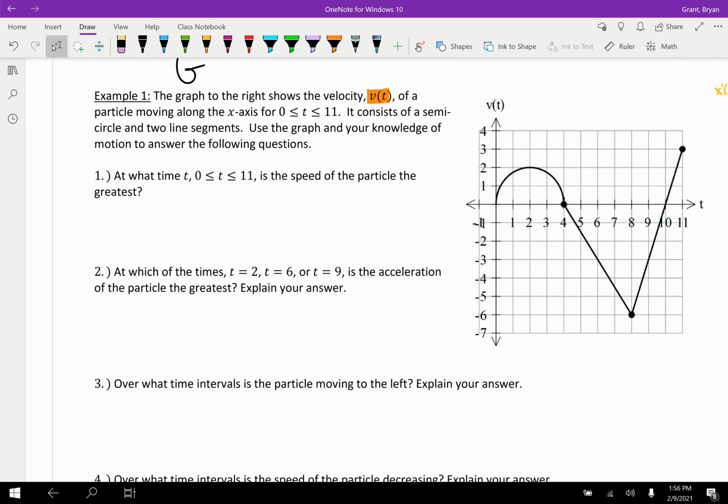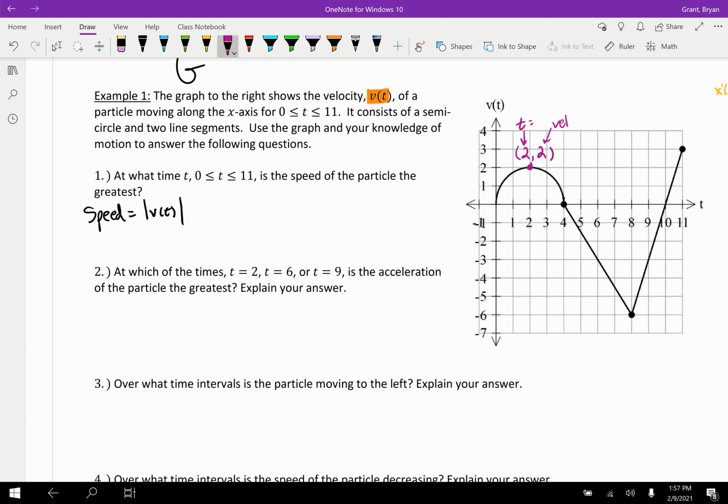Now, we do need to remember that speed is found by looking at the absolute value of velocity. So giving you a couple examples, this is the velocity graph. The y values on this graph are velocity. So if I wanted to interpret this point right here, which is 2, 2, this means at a time of 2, the velocity of the particle is 2. Now the velocity being 2 means the particle is moving to the right at a speed of 2. So the speed at 2 is 2.